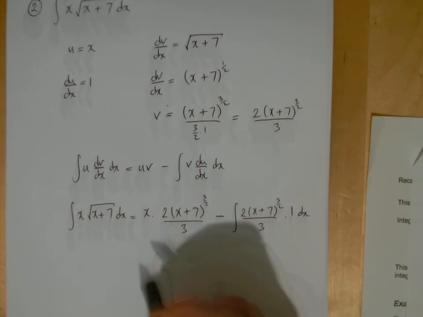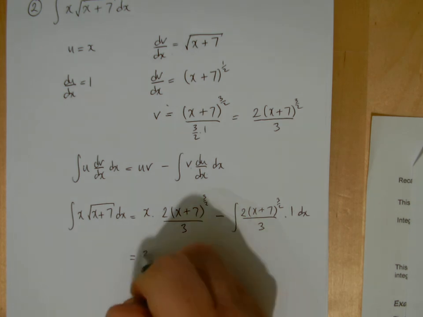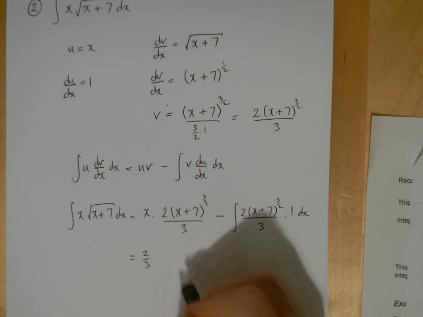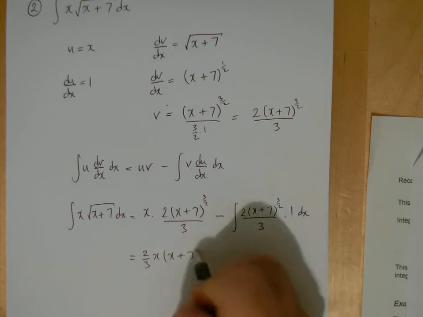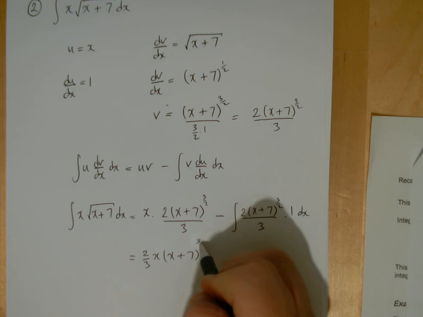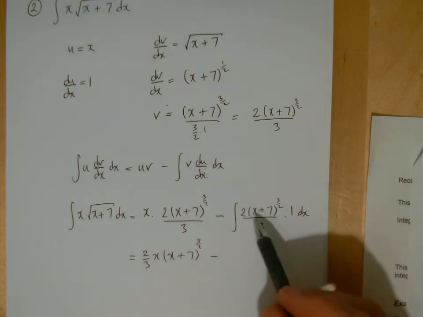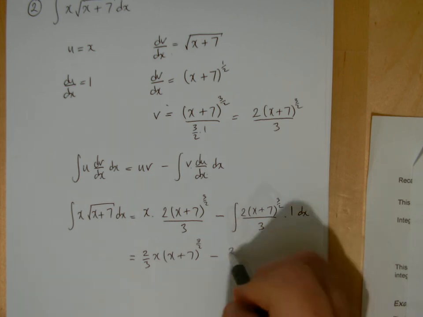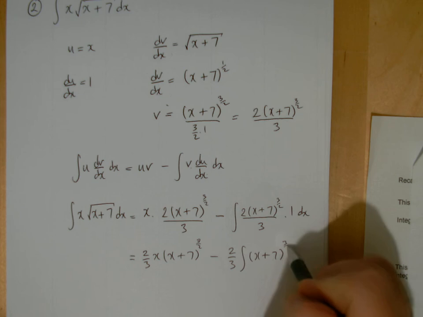Now perhaps what I'll do, I'll just tidy this up a little bit. So the 2 divided by 3, we could actually write that as 2/3 like that if you want. And we can put x, and then we'll have the bracket, x plus 7 to the power 3 over 2. Take away. So in this instance then what I would do is I would take 2/3 outside of the integral, because it's a constant, we're allowed to take it out, times by 1.